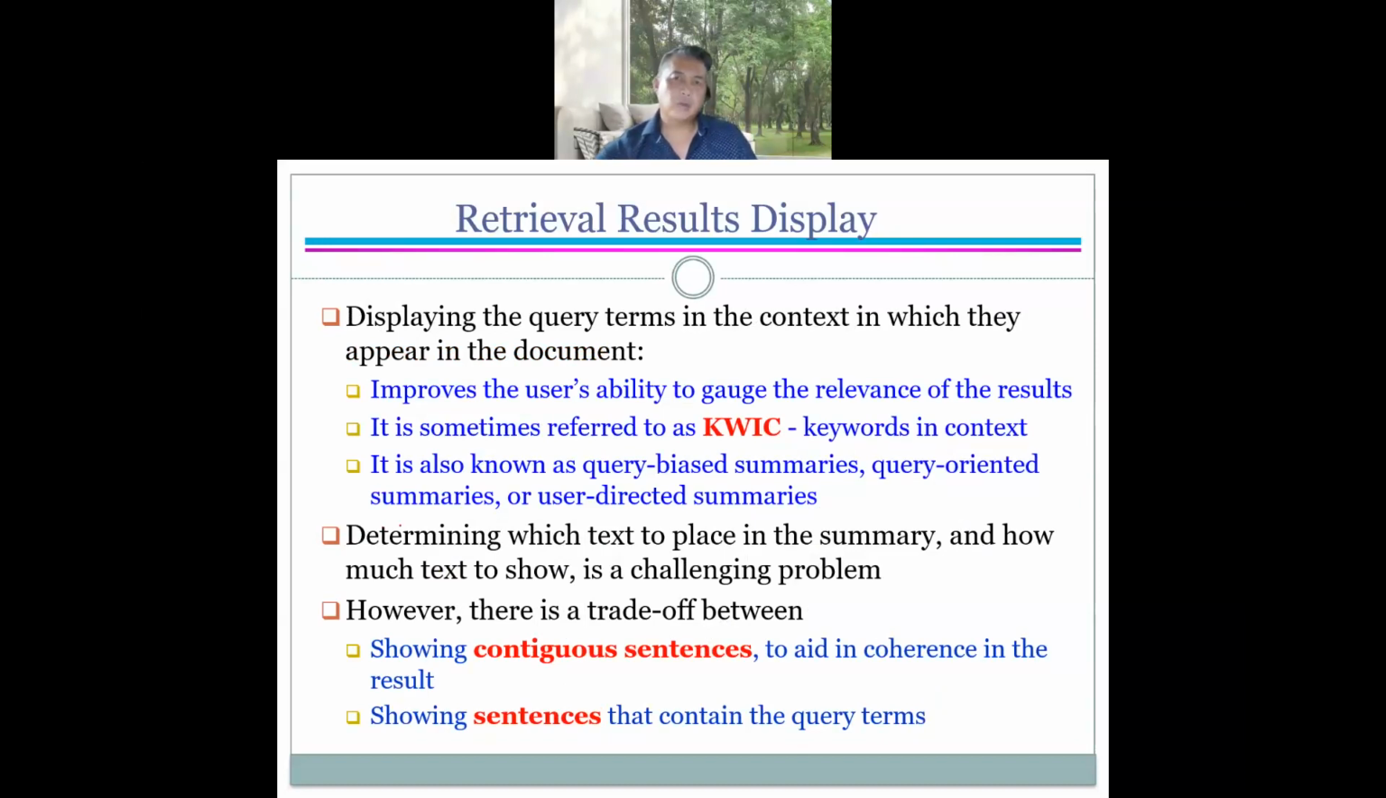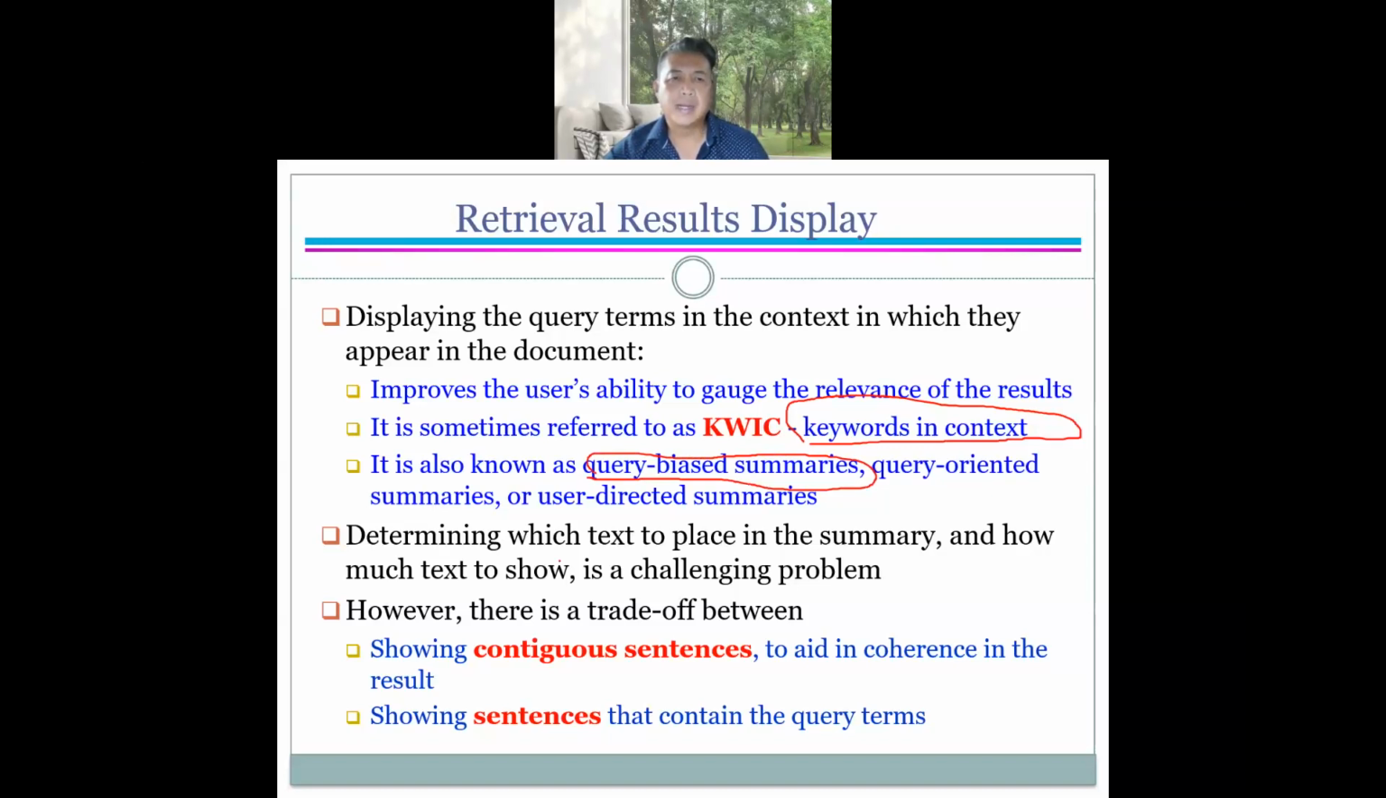Displaying the query term in the context in which they appear in the document. So how do you display them? Sometimes they call it keyword in context. So in most cases, they will copy the whole sentence that containing the keyword. So this is called query bias summary because we look at the keyword in order to summarize the summary.